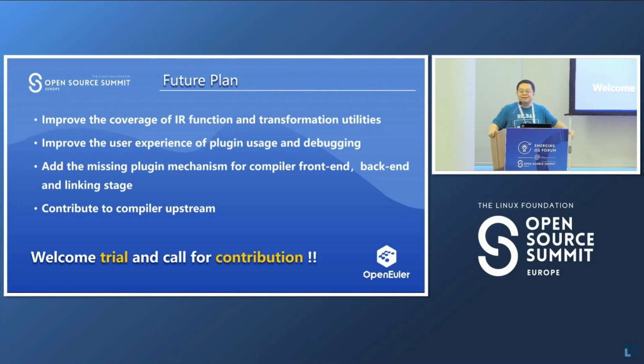After you know how the plugin framework Pink works, we will show you our future plan. The future plan contains at least 4 bullets. The first one is trying to improve the coverage of IR functions and the transformation utilities. The IR of GCC infrastructure and the LLVM infrastructure is very huge. Currently, we try our best to cover about 70 or 80% of the LLVM IR capabilities of GCC, but there are still some we need to enhance step by step based on usage. This is the first thing we would like to improve.